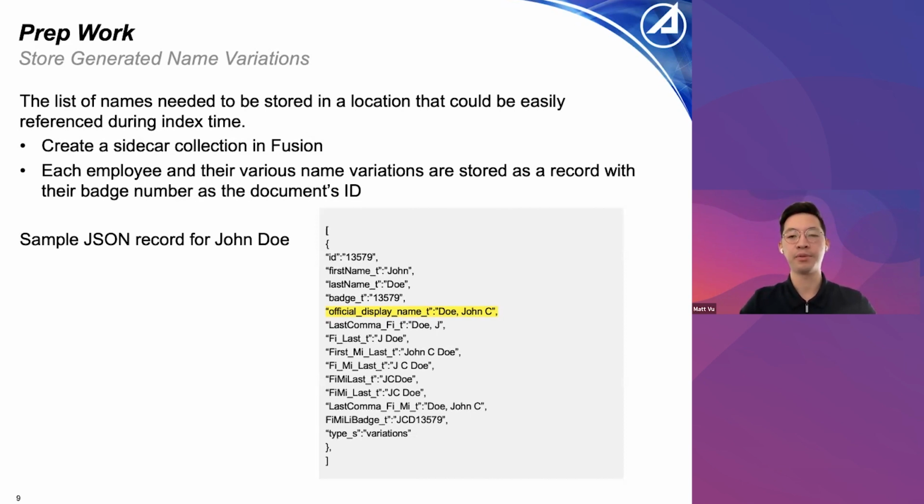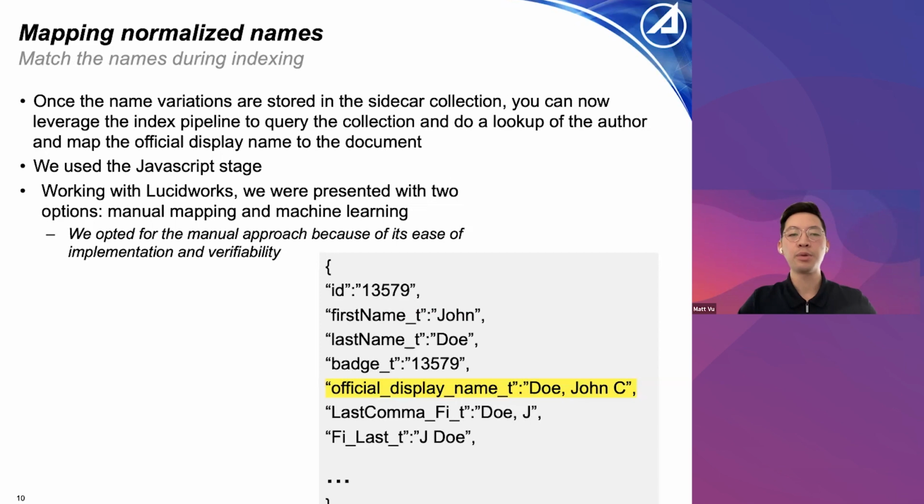As you can see, for example, John Doe is considered one document. We have a field called official display name, and this will be the name that we use to be stored as the author for a document. Once we have the name variation collection populated, we'll then create a JavaScript stage that will be used during index time to query this name variation collection.